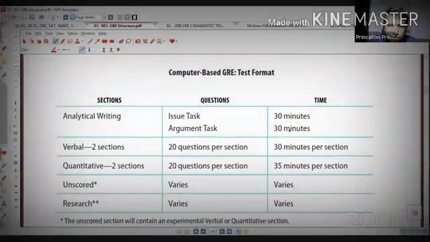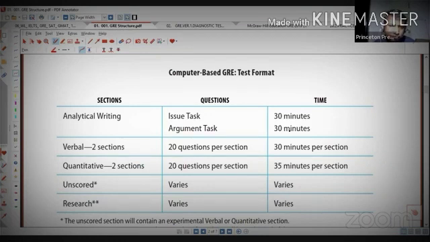You'll have to give the exam in 3 sections. The first one is analytical writing, the essay. You're going to write 2 essays, one on the issue and one on the argument, each for 30 minutes. And after that, once you are done, you have to give the verbal and quant sections.